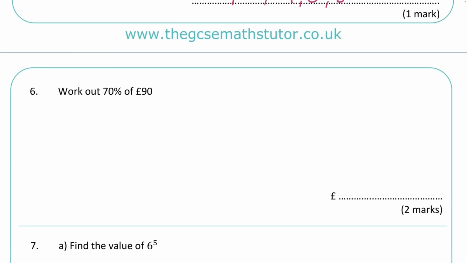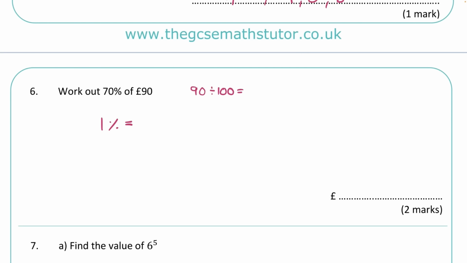So here we have a percentage of an amount. It's asking us to work out 70% of 90. Now ordinarily, I would just write down what 10% is and times it by 7. However, we are using a calculator. So if we are using a calculator, typically whatever percentage I have, I'll go down to 1%. So in this case, to get down to 1%, we are going to want to divide by 100. So 90 divided by 100 will get us 1%.